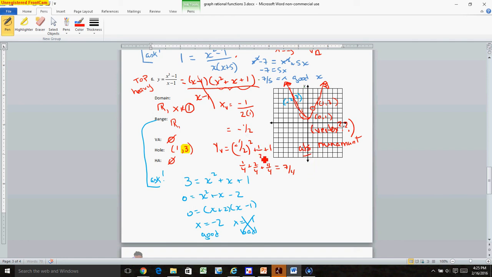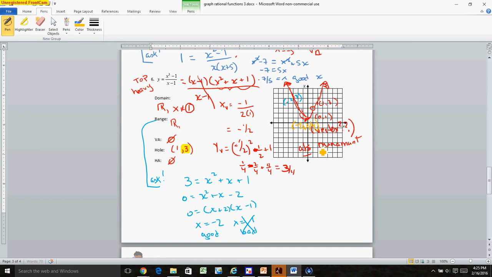Whoops, sorry. This is minus 1/2, right? So that is 3/4. So my vertex is at negative 1/2, 3/4.